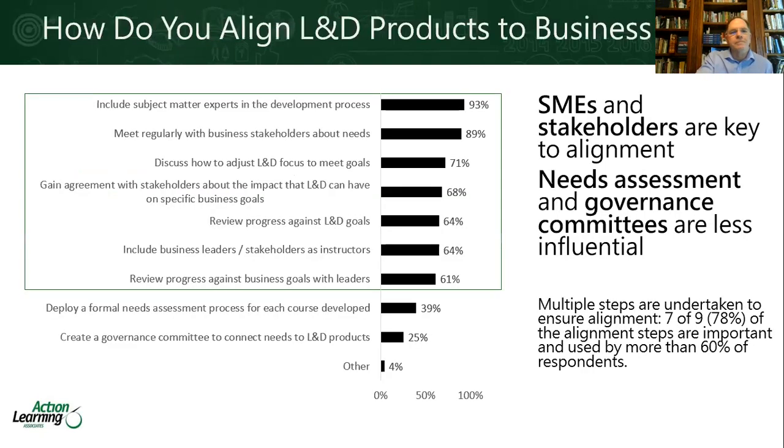Okay, let's keep going. Now here's some good news. How do you align L&D products to business needs? So if you look at the things on the left-hand side here, there are 9 actions. Things like include subject matter experts in the development process and meet regularly with business stakeholders about their needs. So what we're seeing here is that 7 of these 9 actions are performed by 61% or more of the organizations who responded. To me, this is a great sign.